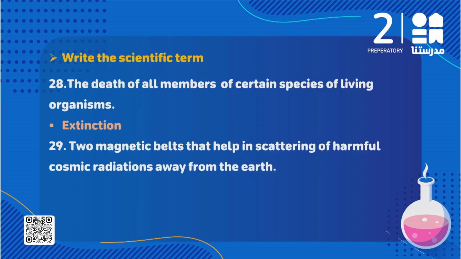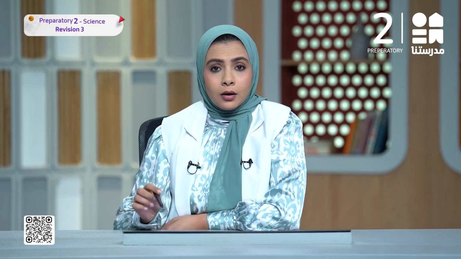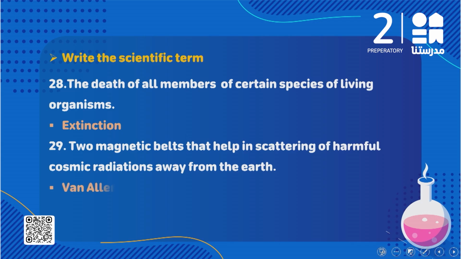Two magnetic belts that help in scattering the harmful cosmic radiations away from Earth. We said these two magnetic belts surround the ionosphere layer and help in scattering the harmful cosmic radiations away from Earth, and they are called Van Allen belts. They are called what? Van Allen belts, and they are magnetic belts that surround the ionosphere layer.